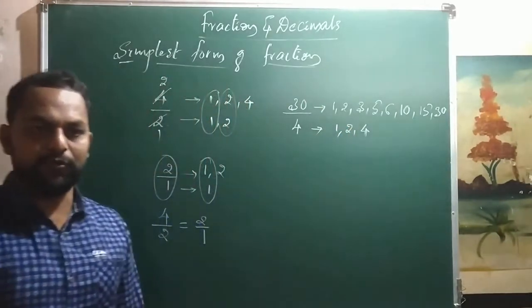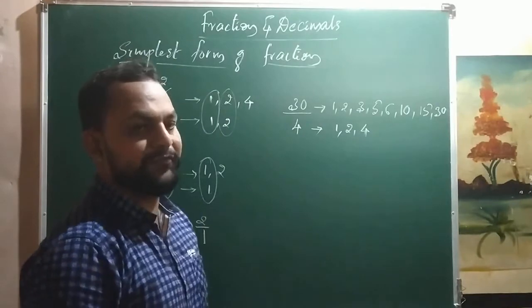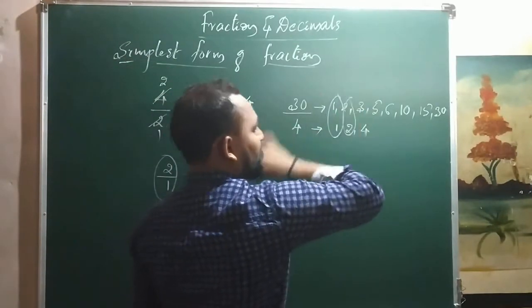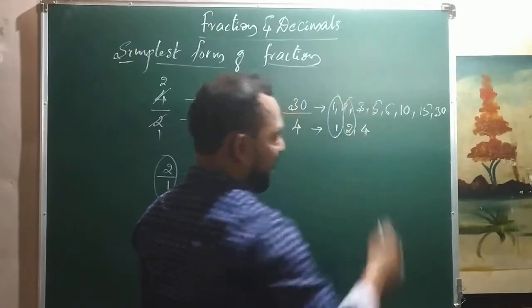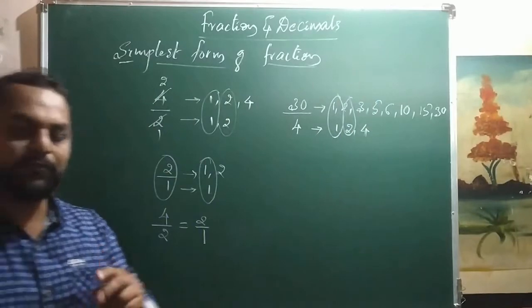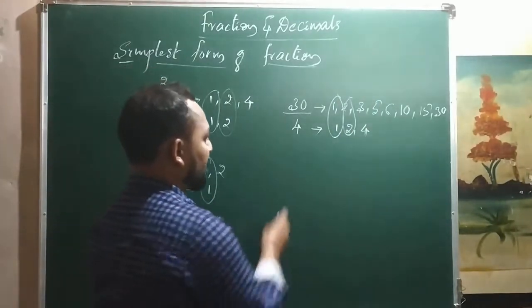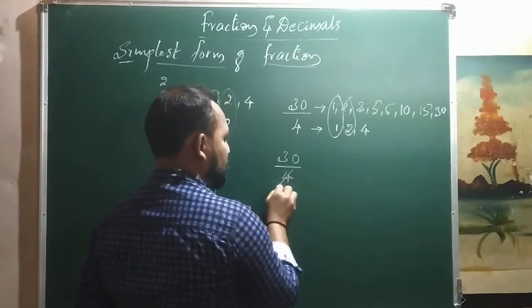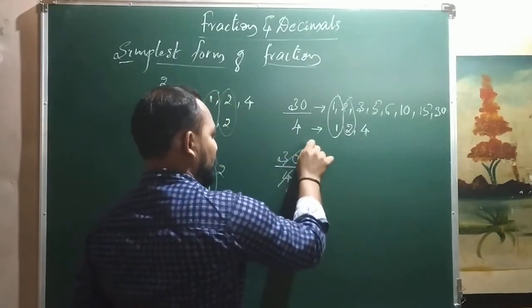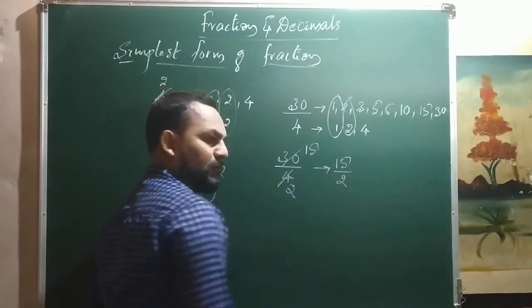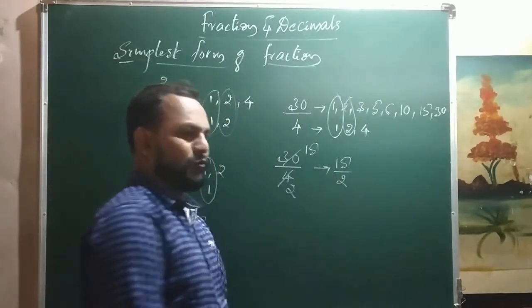Here the common factors of numerator and denominator are 1 and 2. Except 1, only 1 should be a common factor; then the two numbers will be in the simplest form. Here 30 by 4, divide it. 2 twos are 4, 2 fifteens are 30. The answer is 15 by 2.